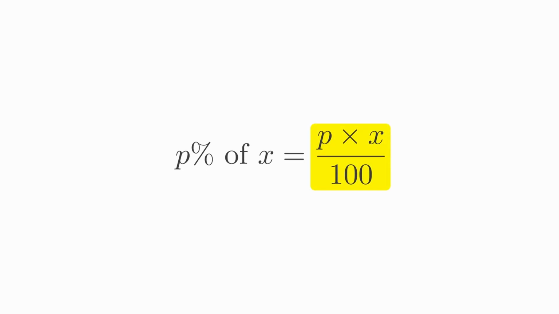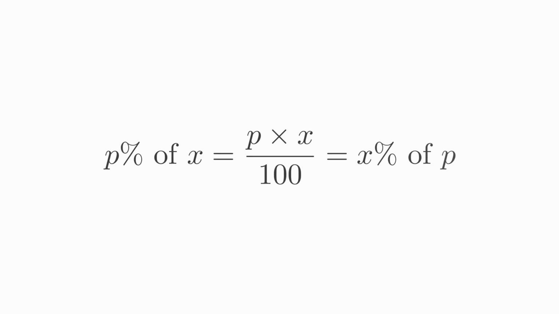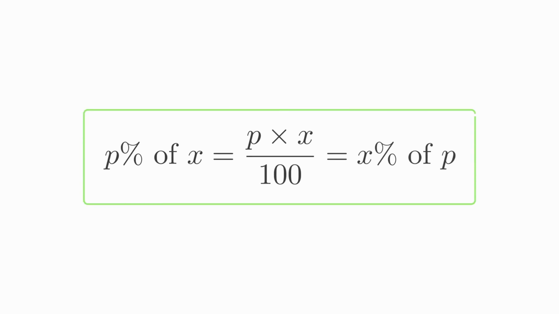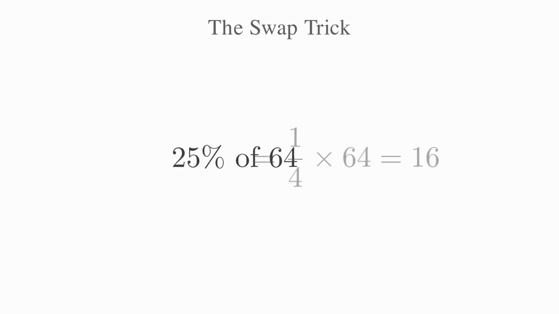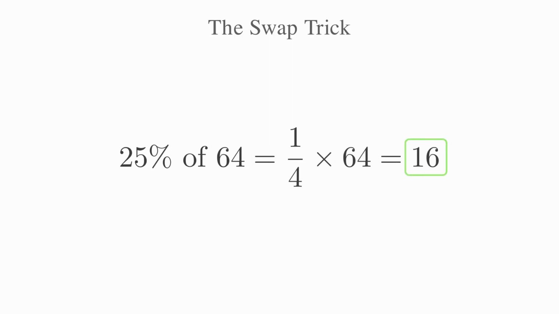And this is really similar to x% of p. That's also going to be x times p divided by 100. And this gives us the swap trick. If you are asked to compute 64% of 25, instead of doing that, compute 25% of 64 and you are going to get 16.